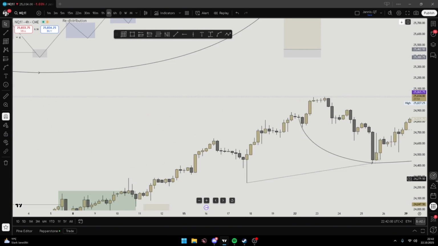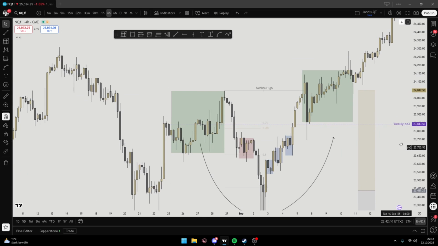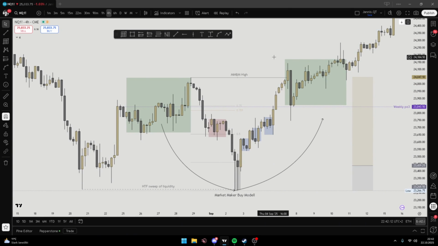But yeah, I hope you understand the basics of market maker models and maybe even the more advanced stuff of market maker models. If you have any questions below, please ask me in the comments.